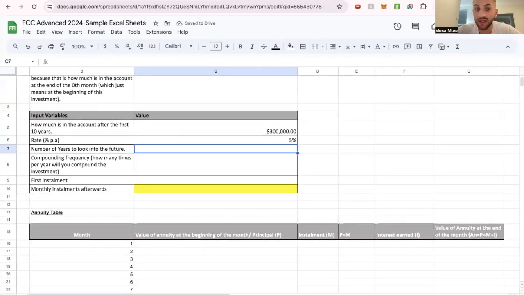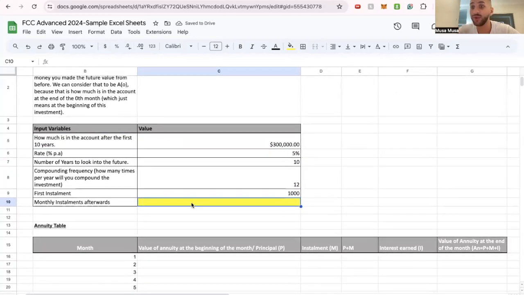The number of years I'm looking into the future, well, I'm looking into the future for 10 years because it's only for another 10 years, and it's being compounded 12 times a year. How much was my first installment? They've told me my first installment was $1,000. Then how much are your monthly installments? See how this is in yellow? This is the only one you're deciding on for this question. Everything else has either been given in the question or is based on numbers you've decided on before. So I made our monthly installments for this example 600.